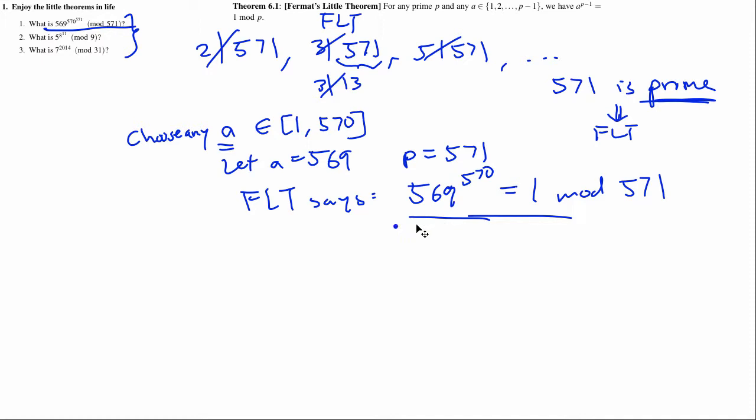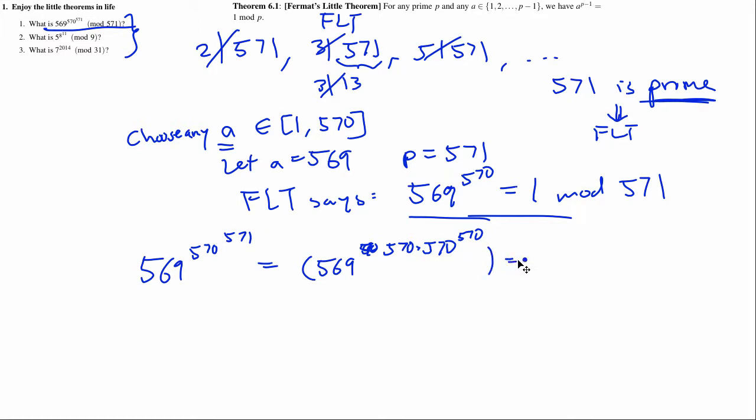So, how do we use this in our problem at hand? Well, if you notice, these numbers are really close to each other, which should give you a hint. 569, you can factor out 570 times 570 to the 570. You can factor out a 570 because there are 571 factors, and it makes no difference what you do with those factors. From your exponentiation rules, multiplication of the exponent looks like this. And we can reduce our expression to 1, and we're left with 570s. 1 to any power is 1, so we're done.